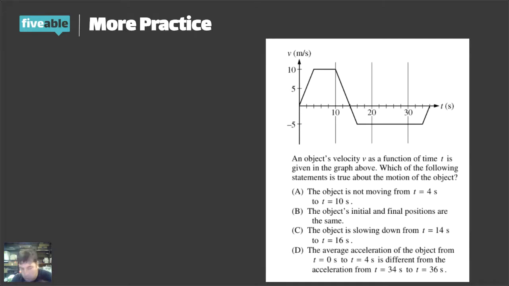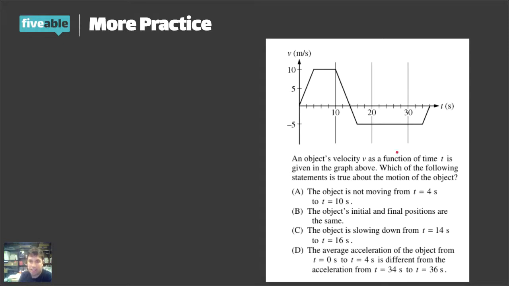Okay, so number one, we see a graph. The first thing we do is figure out what kind of graph this is. In this case, this graph is a velocity versus time. It is not telling you position. It is telling you velocities.